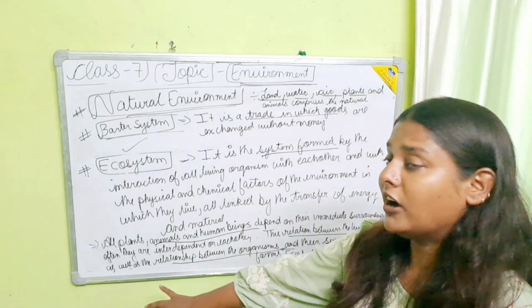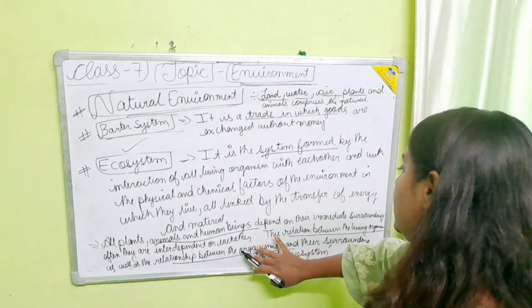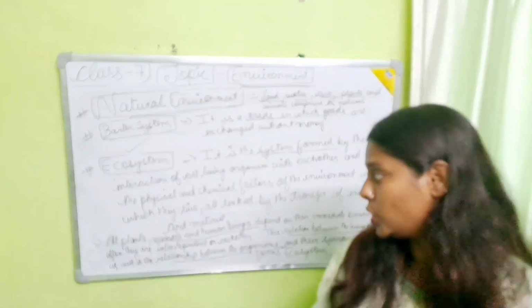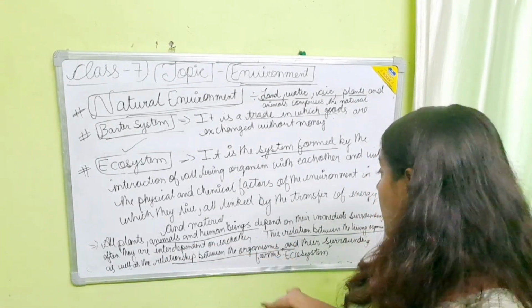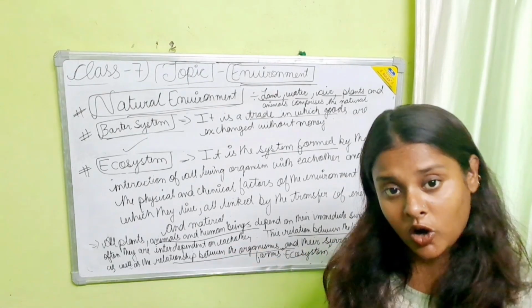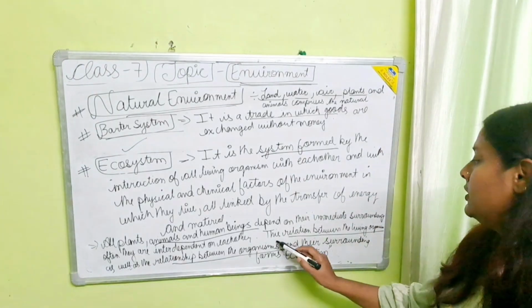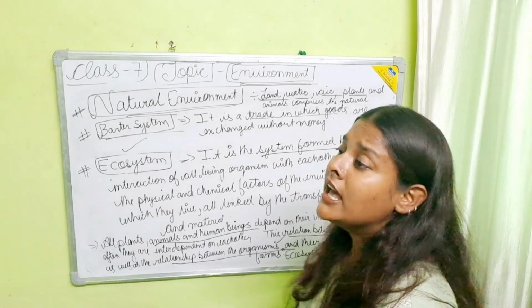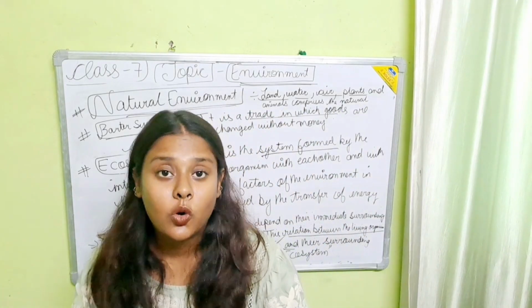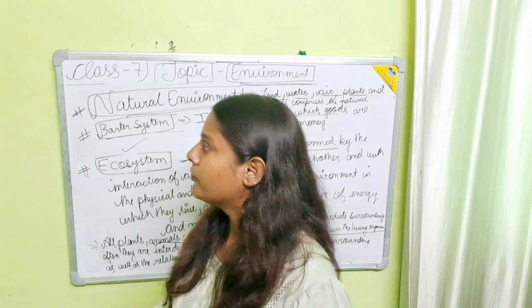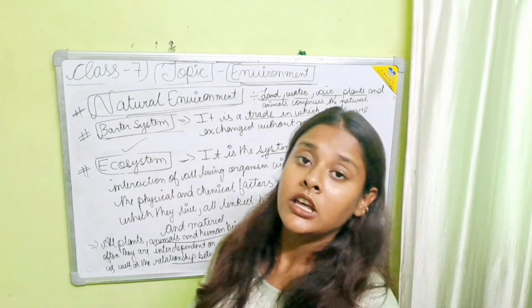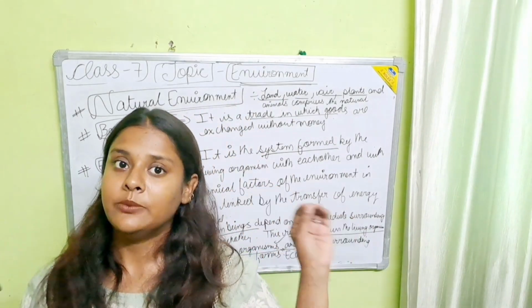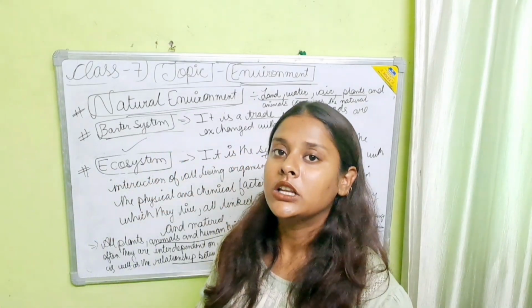As you can see here, all the plants, animals and human beings depend on their immediate source. Often they are interdependent on each other. So this relation between the living organisms as well as the relationship between the organisms and their surroundings, they collectively form an ecosystem. Now we are done with our natural environment. Remember, 5th June is celebrated as World Environment Day.